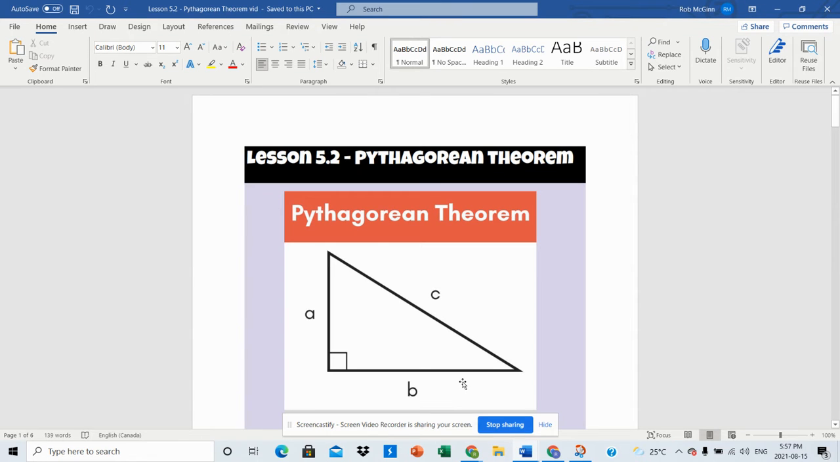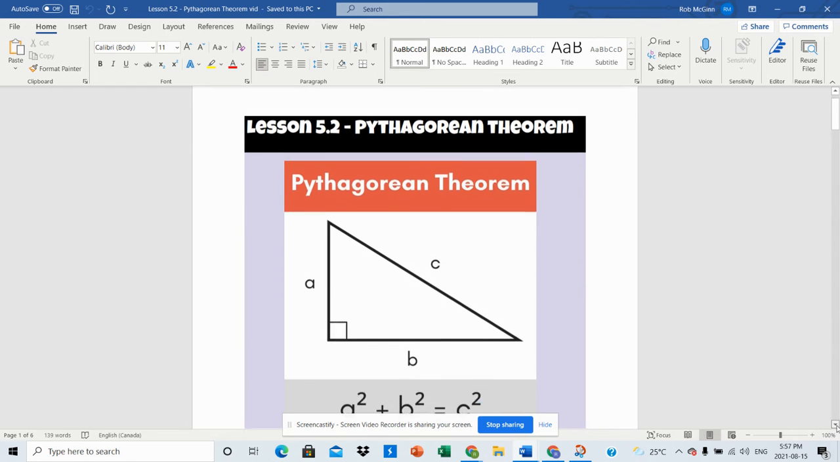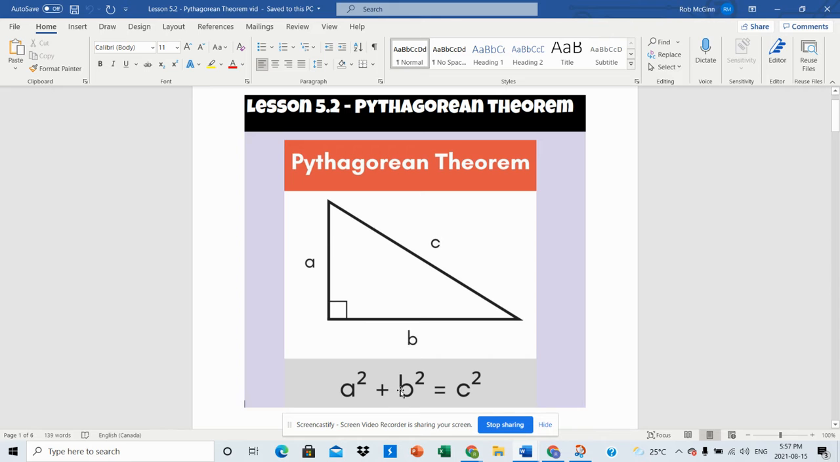Welcome to lesson 5.2 on the Pythagorean theorem. The Pythagorean theorem is used for right angled triangles. The actual formula is a squared plus b squared equals c squared, where c is always our hypotenuse.